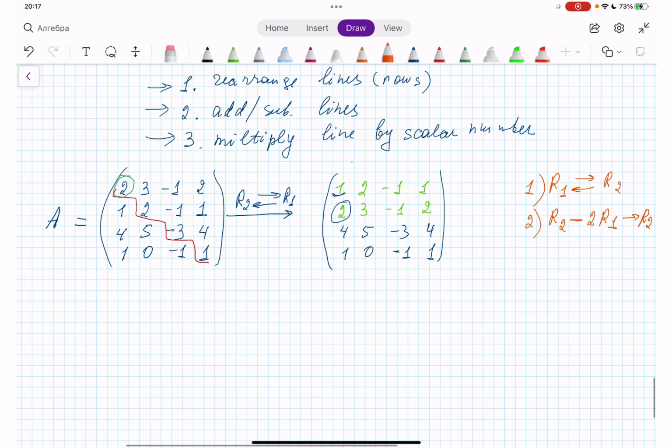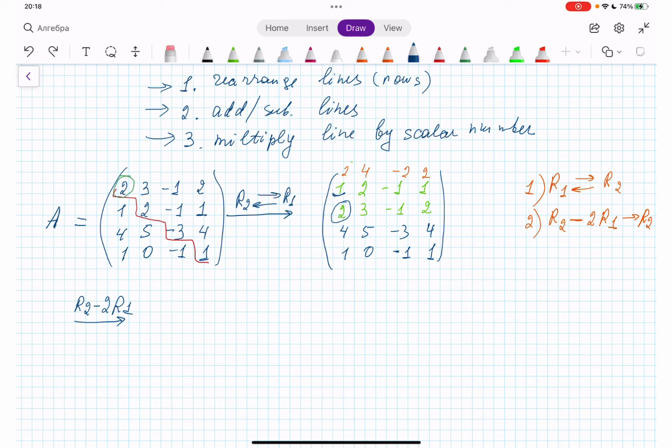Okay, let's see what we're going to get. R2 minus 2R1. Okay, so I'm going to write down here, if I multiply R1 by 2, I'm going to get here 2, here 4, negative 2, and positive 2, right? Now we need to subtract R2 minus this 2R1, these 2, minus these 2. So let's do it.